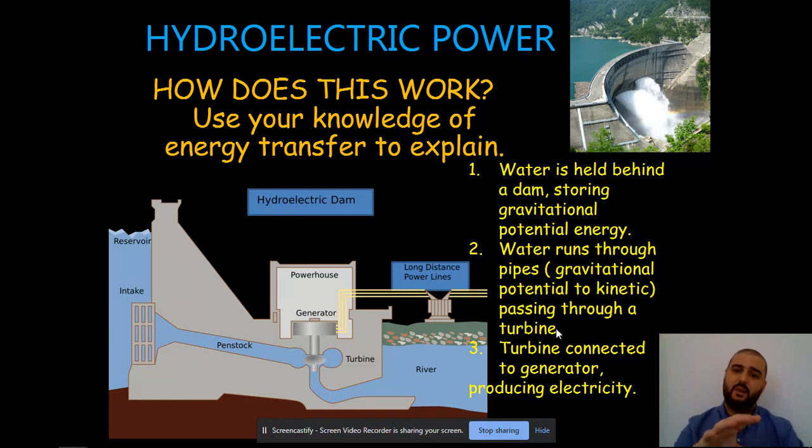But effectively, water is held behind a dam or a barrage, storing energy in the gravitational store. The water runs through pipes, so the flow of water is controlled, and that flow of water, as it did with the wind turbine, is powering a generator. So it's causing the drive shaft of the generator to spin, and as a result, that generates a current or electricity, and that current is then connected to the national grid via long distance power lines and cables.